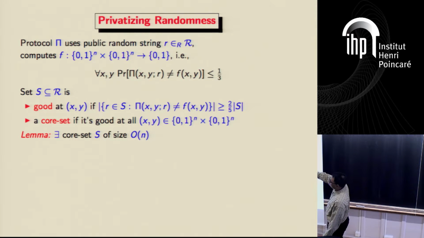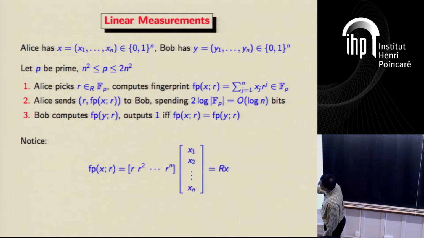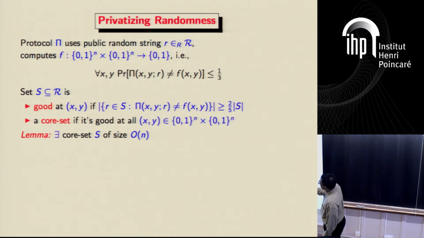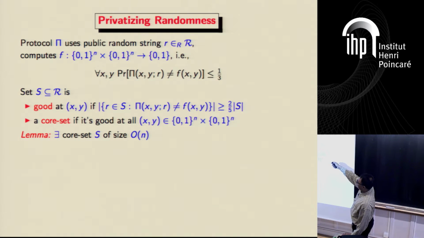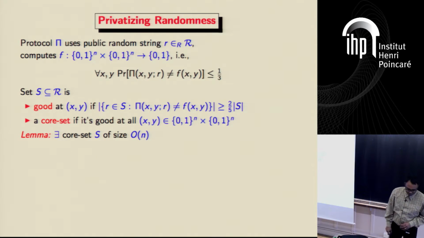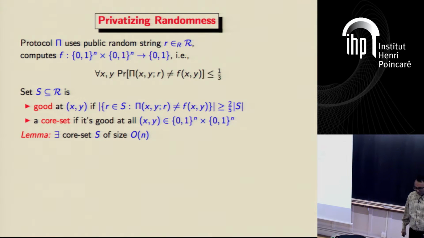So anyway, a set is good if, I'm considering running the protocol with every r in this set S, and I'm looking at how many of them are wrong. If I did it with the whole set R, then it would be at most 1/3. And so here, if it's at most 2/5, which is a little bit more than 1/3, I'm going to say this set S is good. This is less than or equal to. I'm sorry, this is not PowerPoint, so it's not easy to live change this. Anyhow, it's called a core set if it's good at all possible inputs x, y.